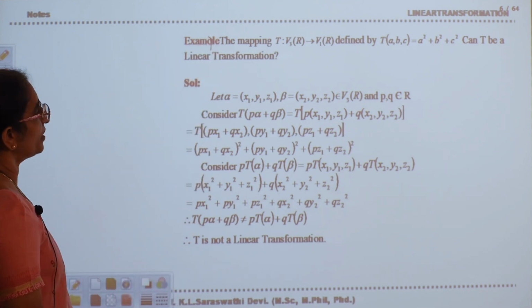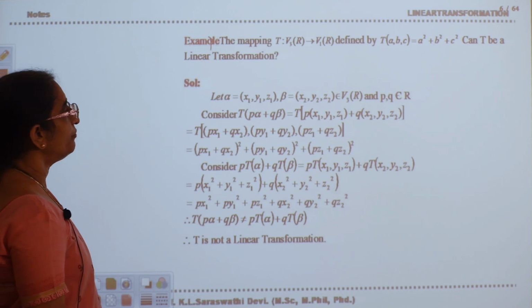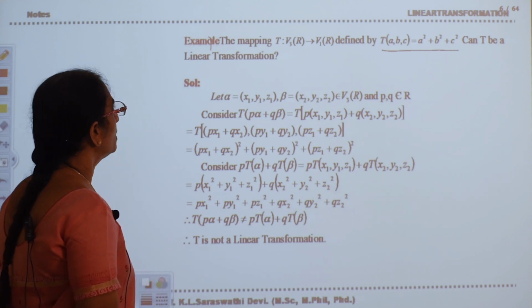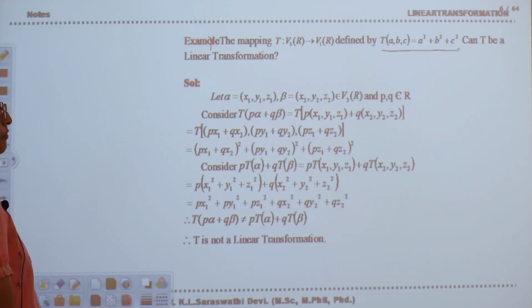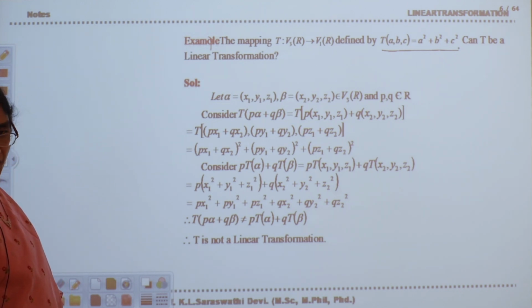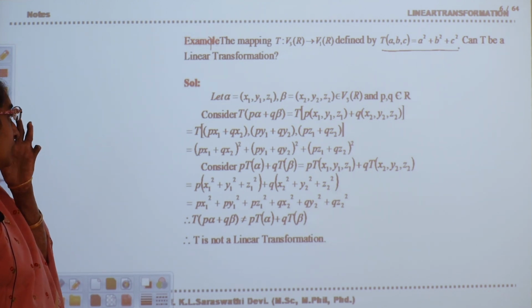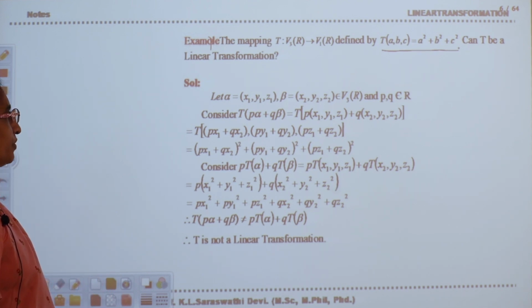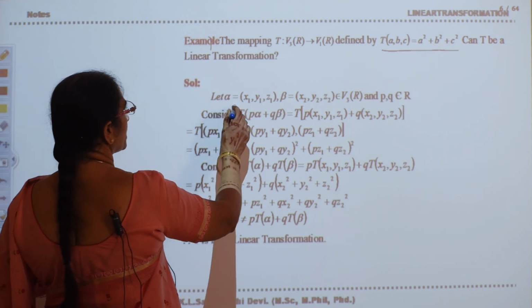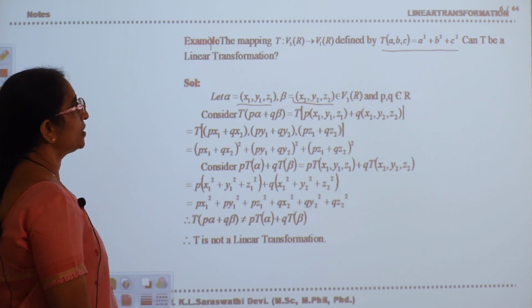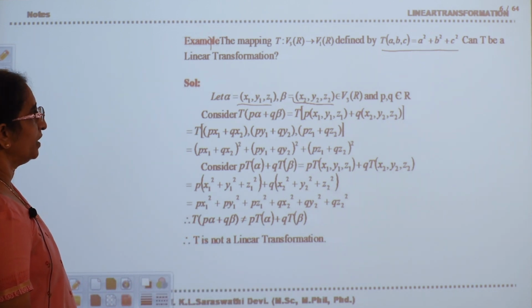The mapping T from V3 to V1 defined by T of (a, b, c) is equal to a square plus b square plus c square. Can T be a linear transformation? That means you have to verify whether T is a linear transformation or not. Now see here. What is T? T is from V3 of R to V1 of R. Let alpha equal (x1, y1, z1), beta equal (x2, y2, z2). Those are elements in V3 of R, and p, q belong to R.